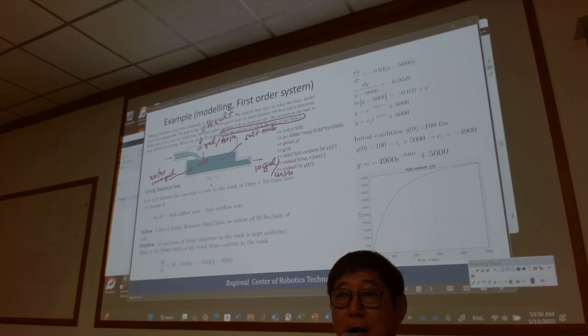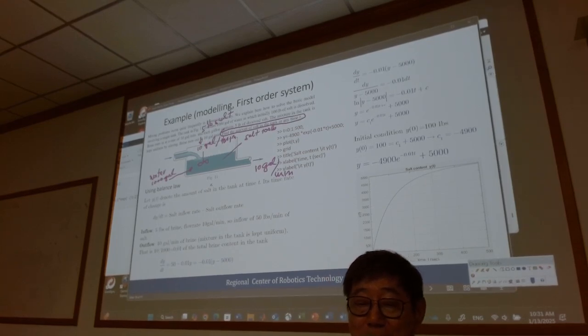Okay. Now I give you more realistic problems for first order systems. Okay. You see, we have this. I mean, these tanks, and the initial water here.